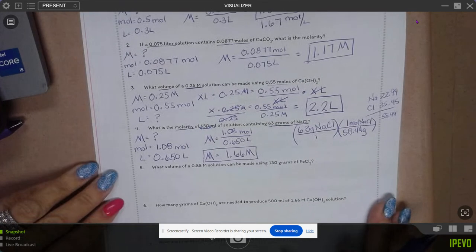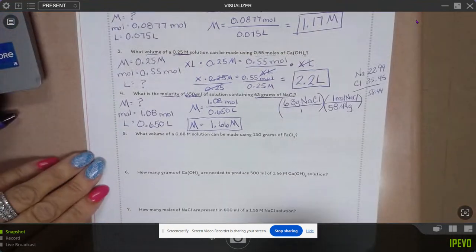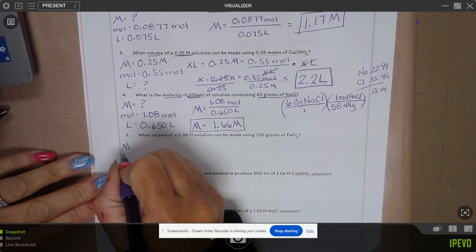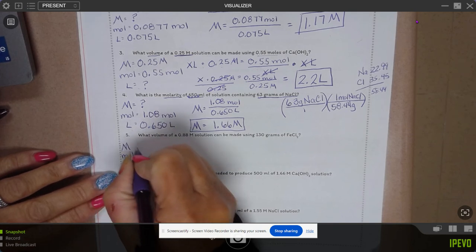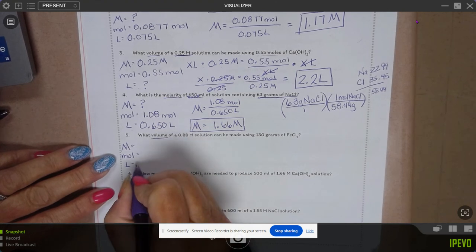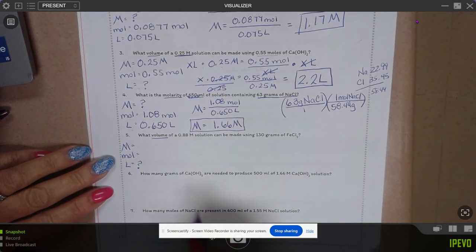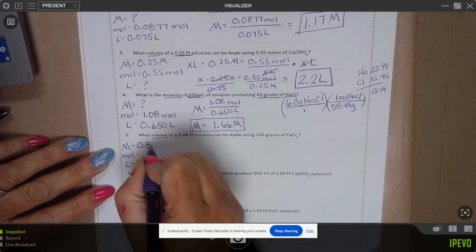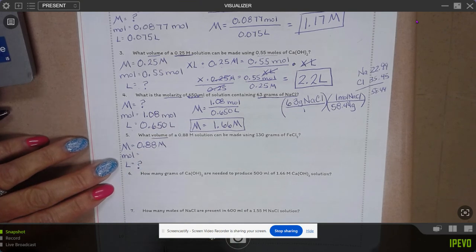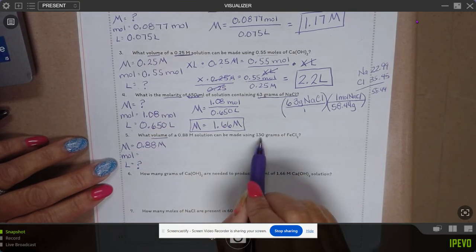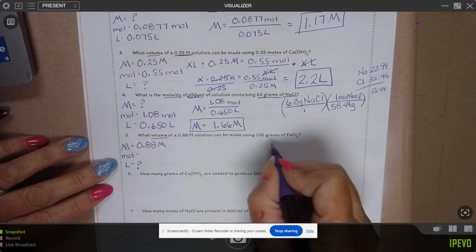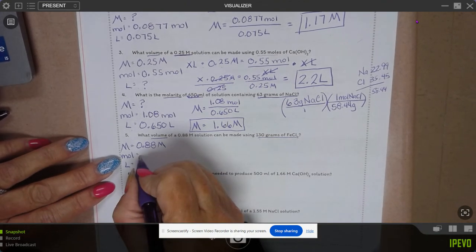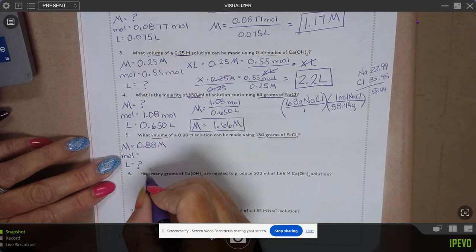All right. So number 5, moving on to number 5. Again, I'm going to say big M moles liters. What volume, so this is telling me I need to find liters, of a 0.88 molar solution, so that's big M, so 0.88 is the molarity. Solution can be made using 130 grams of iron chloride. Okay, so we've got grams. We need to use our grams, use our molar mass to figure out the number of moles.